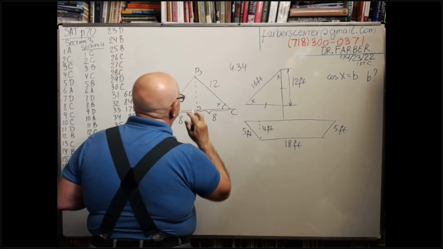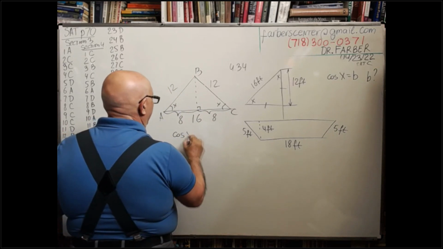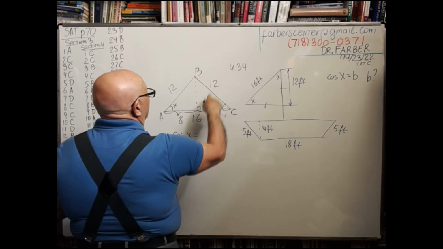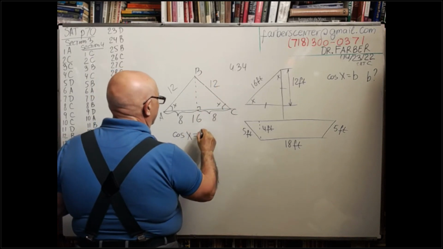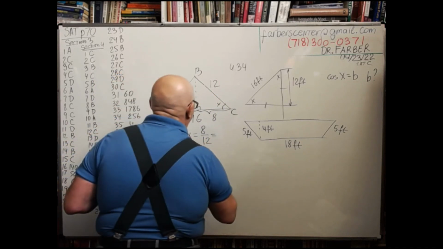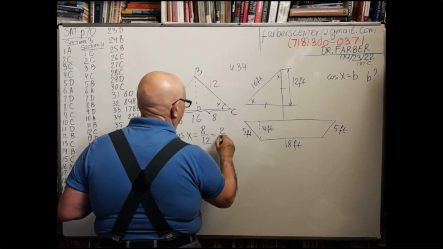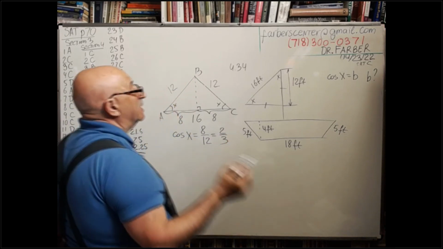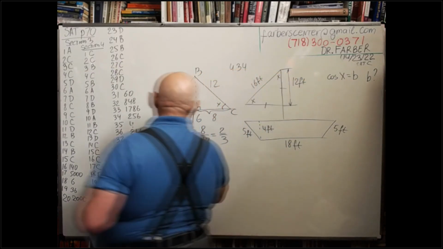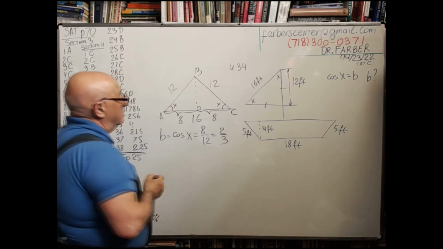And what is cosine of x by definition? Cosine of x equals adjacent over hypotenuse, 8 over 12. You can simplify by 4, right? It will be 2 over 3. But what is cosine of x? Cosine of x is our b. So b equals 2 over 3.